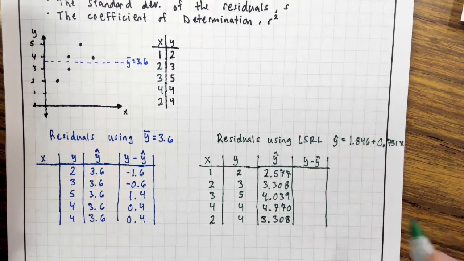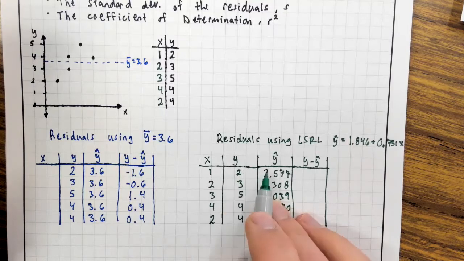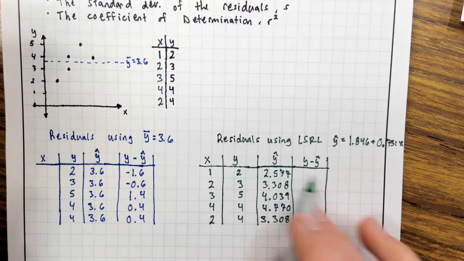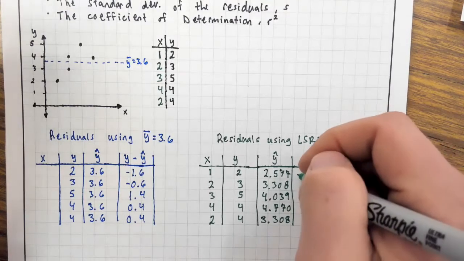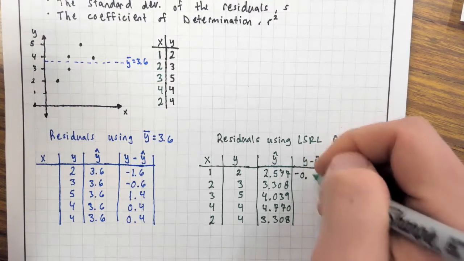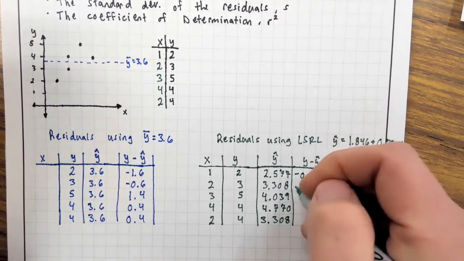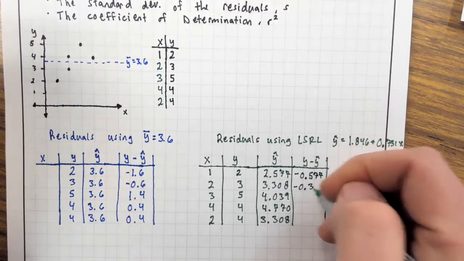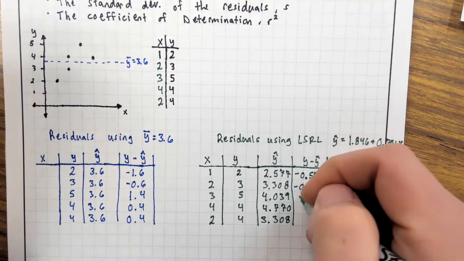All right, fantastic. Now let's do the residuals, which would be this actual value minus this predicted value. So the residual for my first point is going to be negative 0.577. My next residual was negative 0.308. And then I've got 0.961.